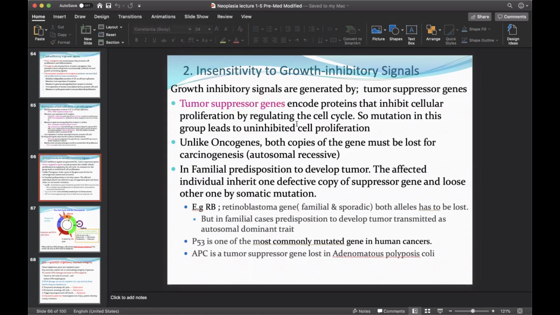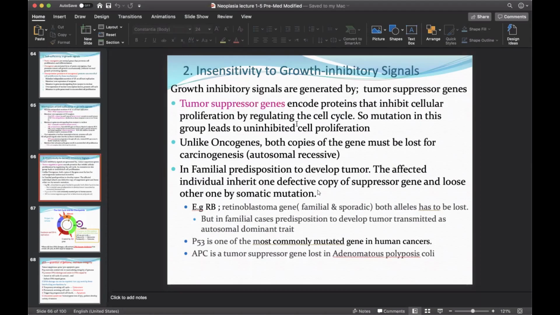Some genes are transmitted as autosomal dominant traits because you get one lost copy from one of the parents, who was lucky enough that the normal copy they were living with did not mutate, but they gave the abnormal missing copy to the child. The child was unlucky and underwent a second mutation, and developed cancer.